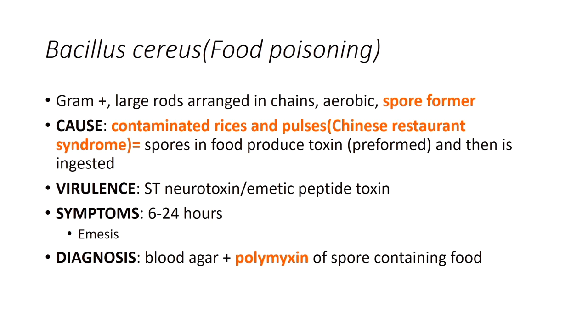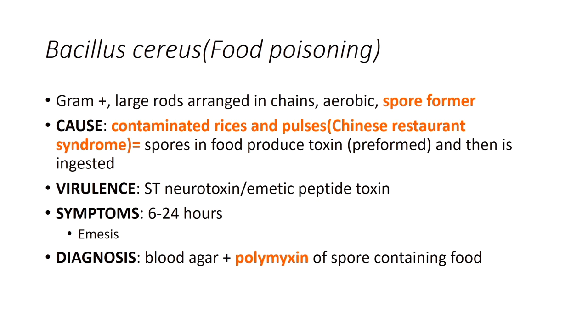All right, Bacillus cereus. So this is food poisoning and not the infection that we had earlier. So it's a gram-positive, remember, large rod arranged in chains. It's aerobic and it forms spores. So what happens is these guys are going to be found more in your contaminated rices and pulses. So this is your Chinese restaurant syndrome. It's going to form spores in there and produce a preformed toxin.